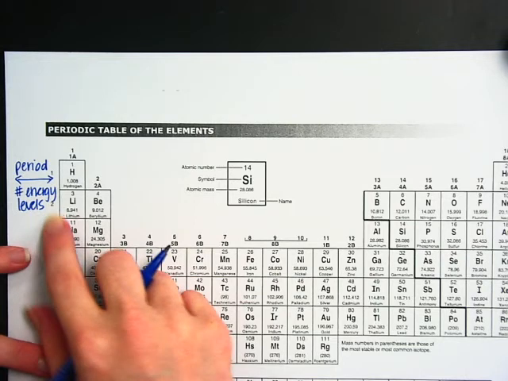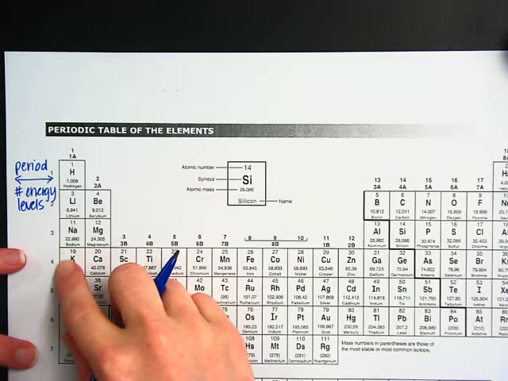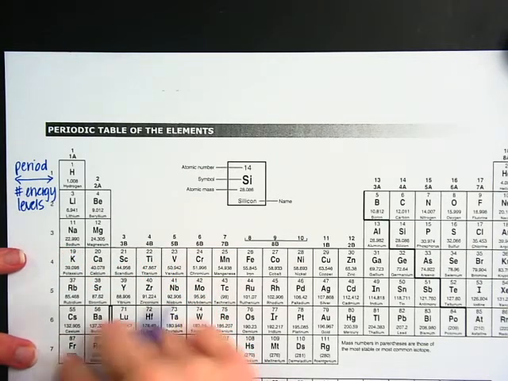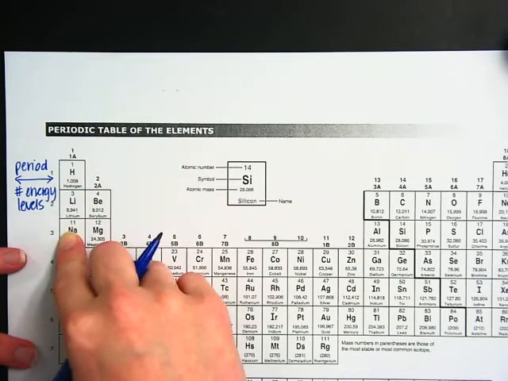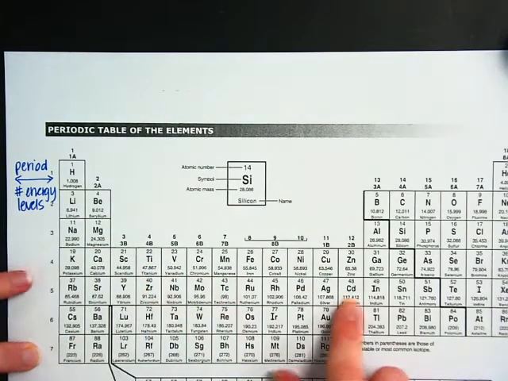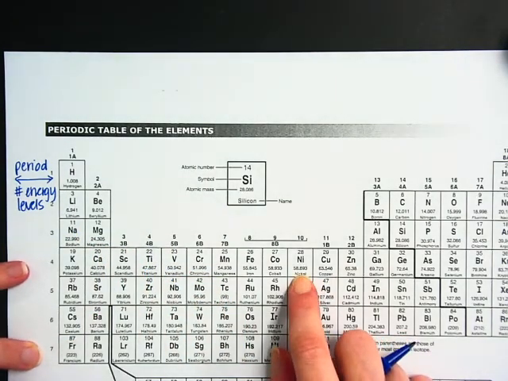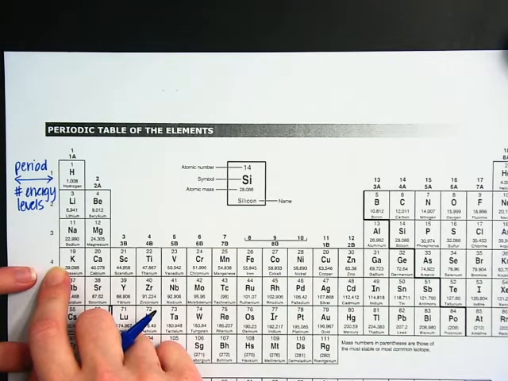Makes it easy for you. Period 3 will have how many energy levels? 3. 4, 5, 6, and 7. Now, we've never actually drawn 4, 5, 6, or 7 because we haven't learned how many electrons fit on those energy levels. We've only drawn 1, 2, and 3. But you can know that, like here, nickel will have how many energy levels? 4, because it's on period 4.